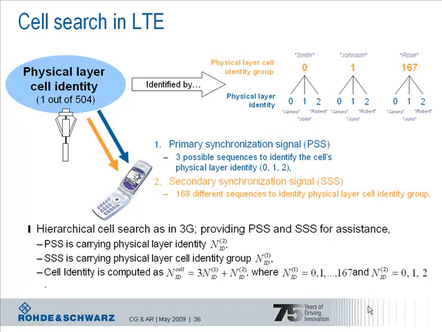Compared to real life, where you use your first name first when you introduce yourself, the terminal also looks first for the primary synchronization signal, then for the secondary one. The computing of the cell's identity based on a modulo 3 operation means multiplying the group identity with 3 and adding the physical layer identity.